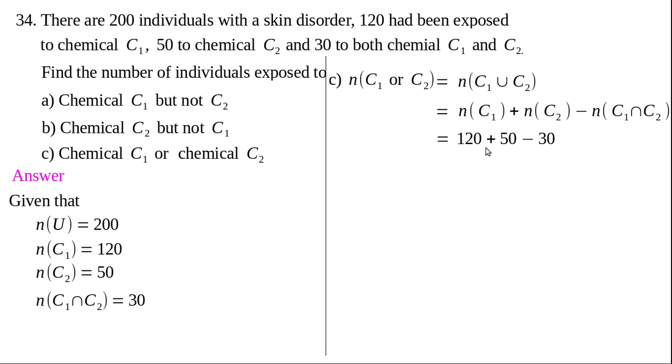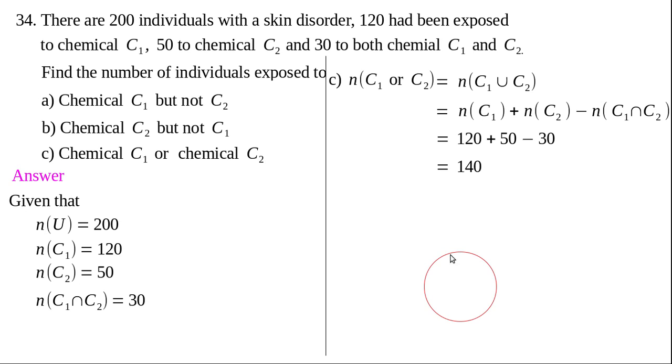Just replace these numbers. Then you get 120 plus 50, 170 minus 30, that is 140. 140 is the number of persons who are exposed to either chemical C1 or chemical C2. Clear? We can do this problem using a Venn diagram also.